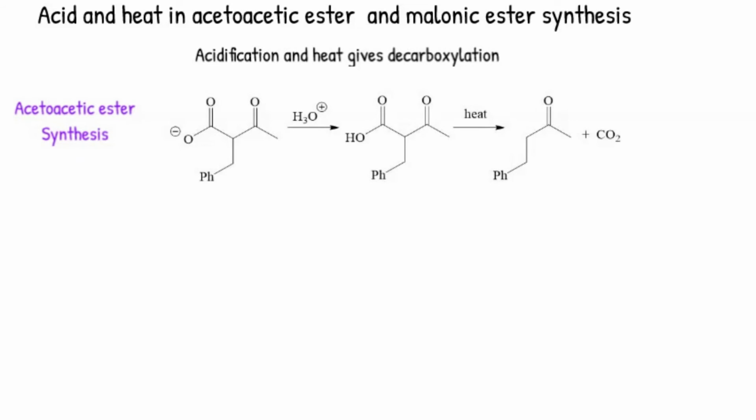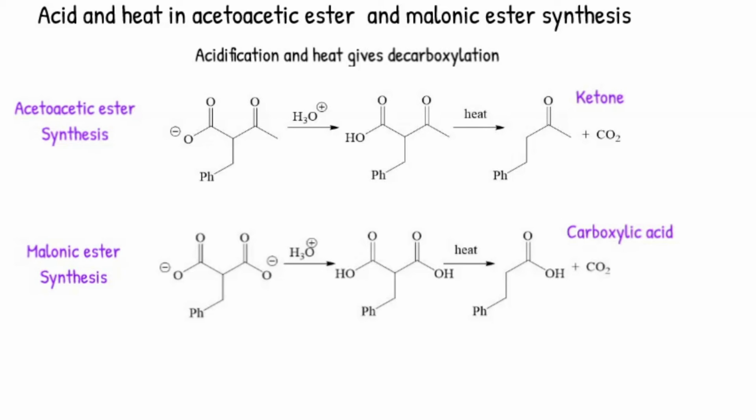The next step after base-catalyzed hydrolysis and the production of the carboxylate anion is to acidify the carboxylate anion or the carboxylate dianion to produce the carboxylic acid. This is followed by heat to decarboxylate. Notice that in the acetoacetic ester synthesis, a ketone is produced that extends the alkyl carbon by three carbons. Notice that in the malonic ester synthesis, a carboxylic acid is produced that extends the alkyl carbon by two.